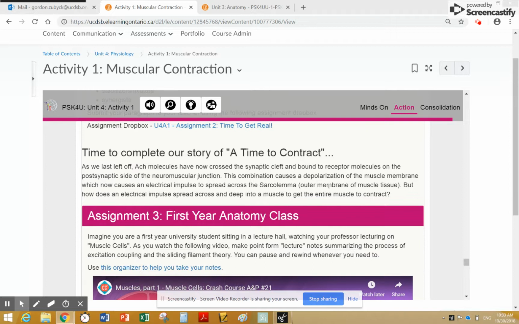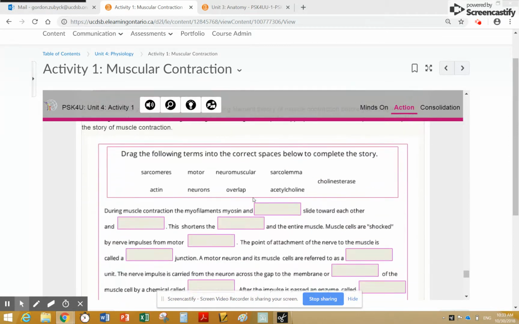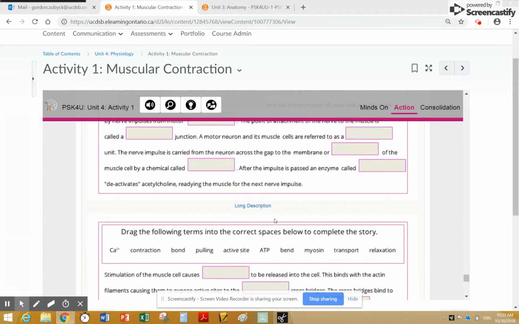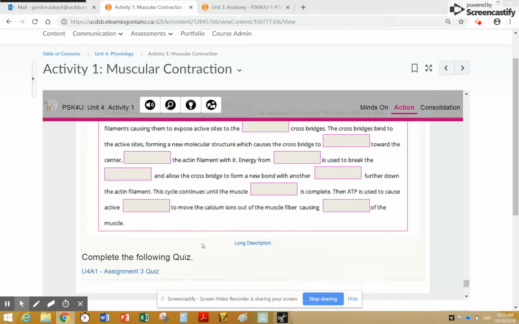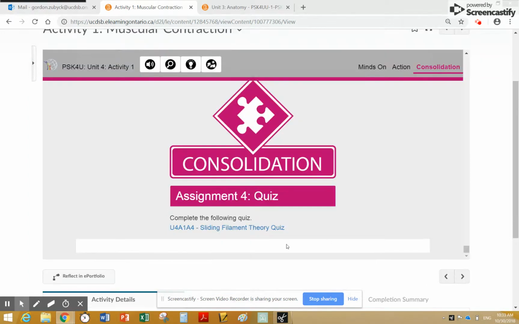And then here it's going to go to time to contract. So it's going into first year anatomy, your muscles and muscle cells. Again, this information right here is pretty important for the final exam, because this stuff is going to be part of it. There is a question that relates specifically to this and how this whole process works, so be sure you know this. And of course, there's a quiz to complete at the end of that, and a final quiz on the sliding filament theory right here.